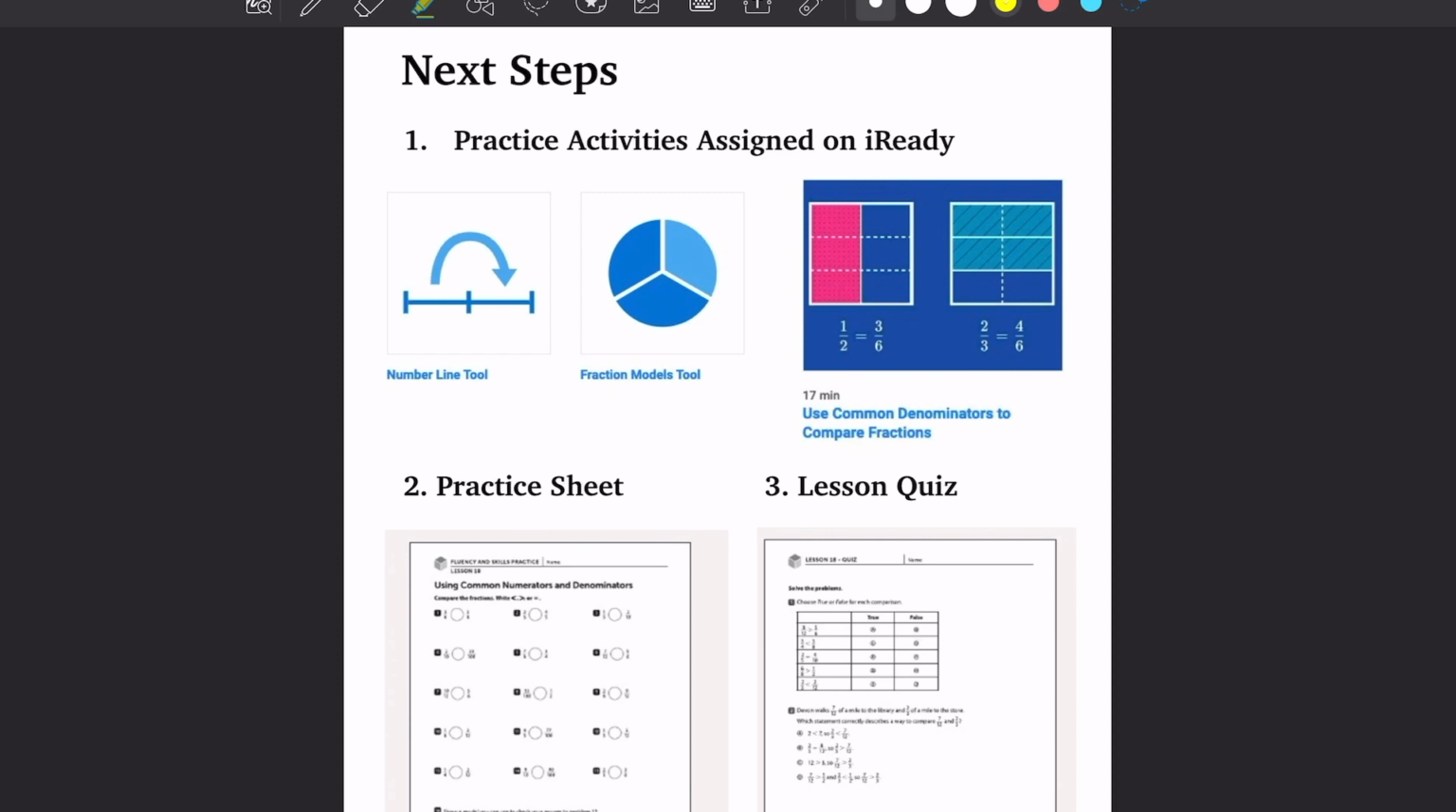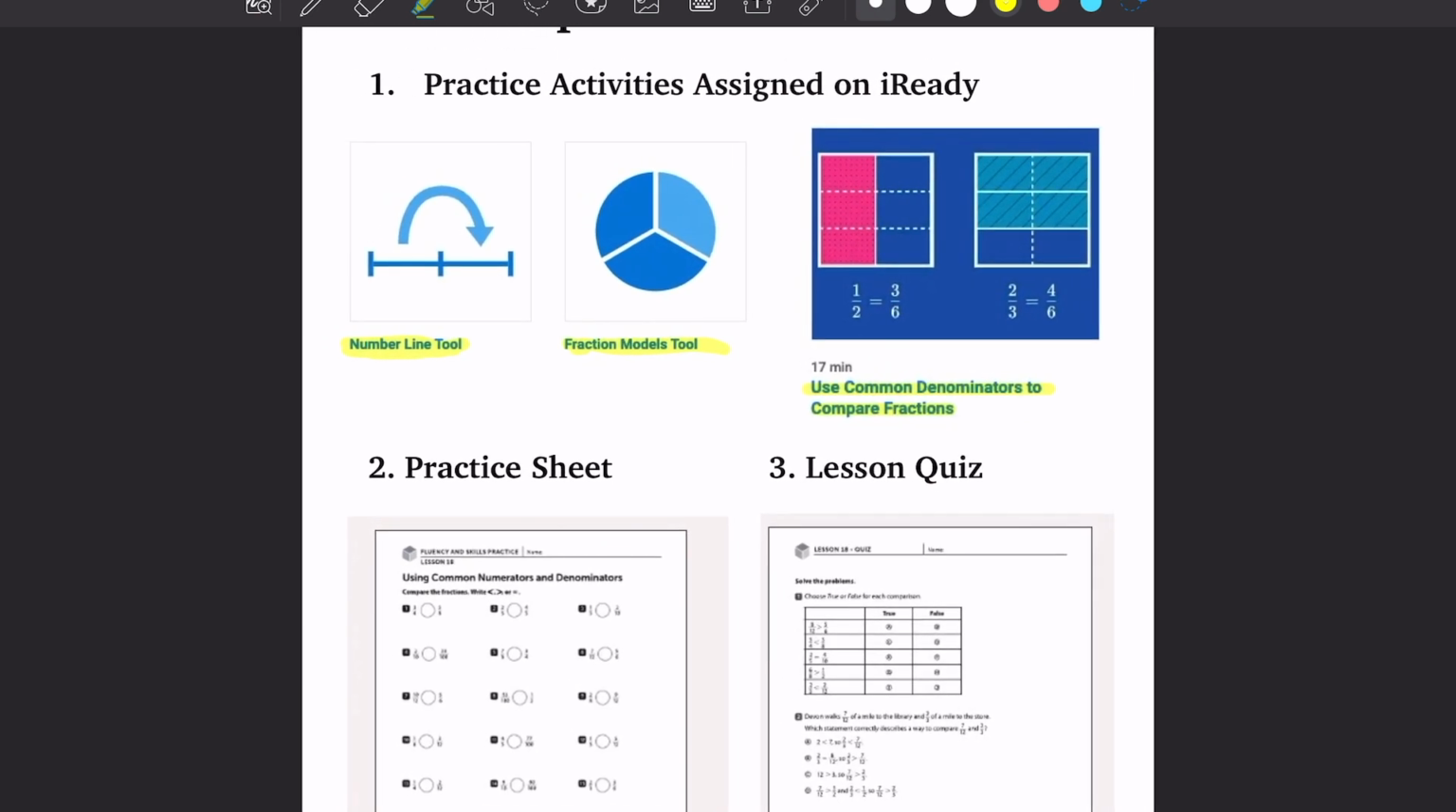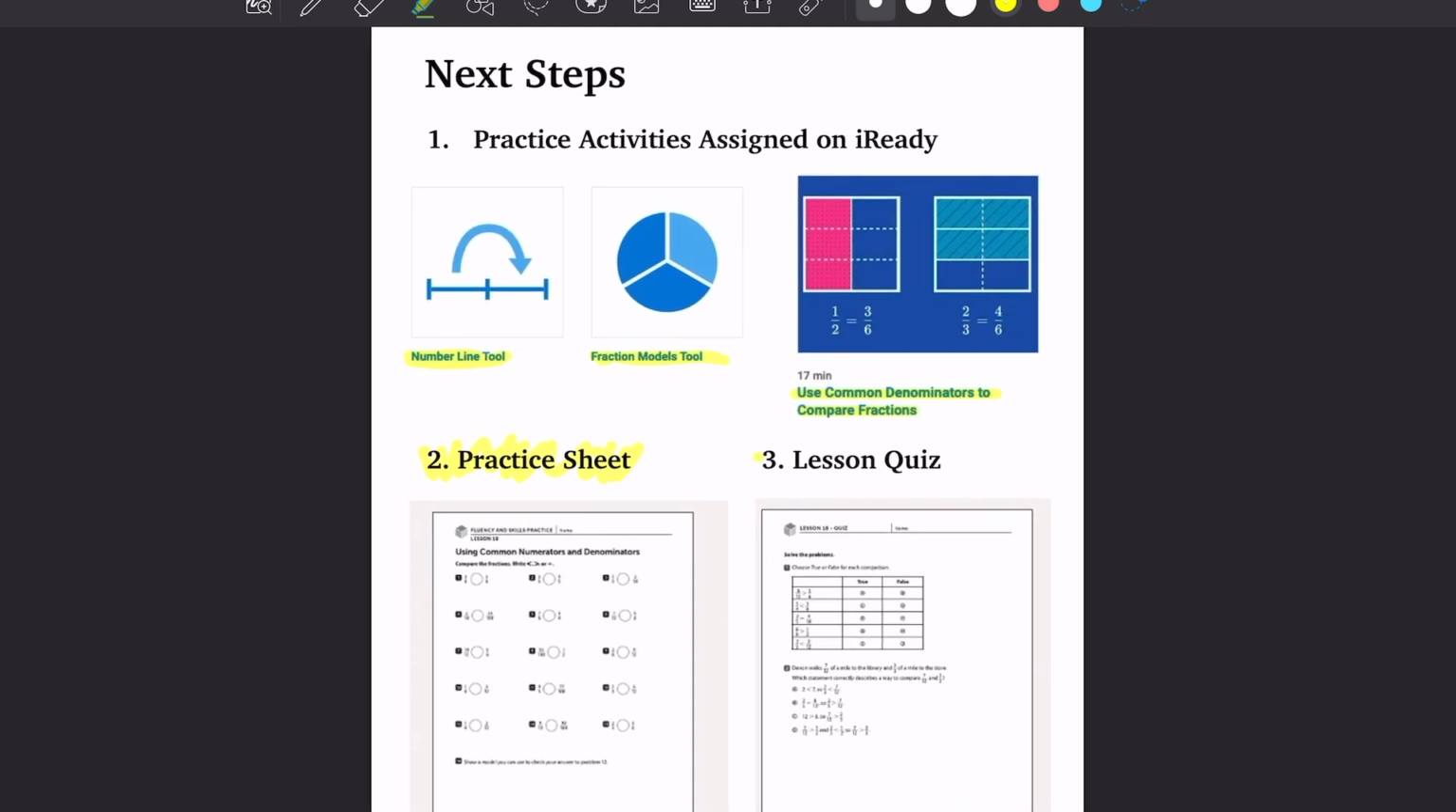So now that we've had some practice with using a common denominator to compare fractions, the next steps you're going to do on your own are to log on to iReady. I have assigned some practice activities. You're going to first play with the number line tool, and you're also going to play with the fraction models tool. And if you're still a little bit confused, you're still a little bit lost, that's totally fine. I've also assigned the use common denominators to compare fractions quick lesson. And if you feel confident and you're ready to move on, I do have a practice sheet that I've uploaded on Canvas for you to do. And then after that, we do have a lesson quiz to do. So good luck. You got this.